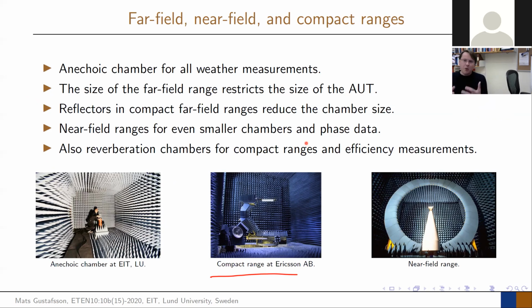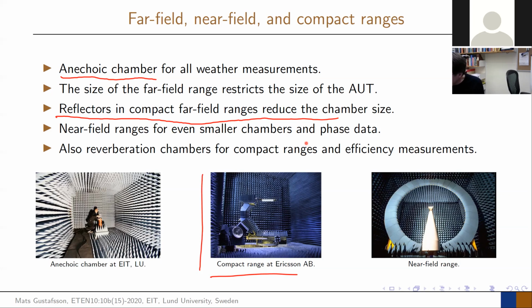So what you try to do in all of this measurement system is that you have to build some anechoic chambers, and that's because you need to measure in all types of weather. That's really the requirement. You need to protect what you have there. And then the size of the far field really determines the size of the antenna under test. If something is big, you cannot measure it in the far field range in some ways. You have to remake it. And what you can do there is that you could put reflectors. And if you put a reflector in one of these, you can actually make the antenna chamber smaller.